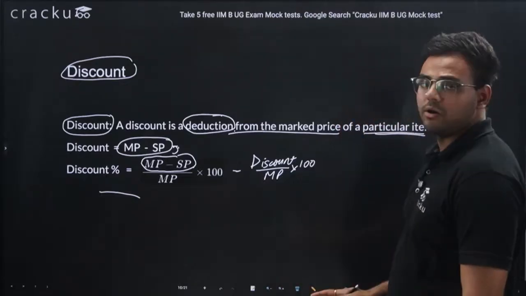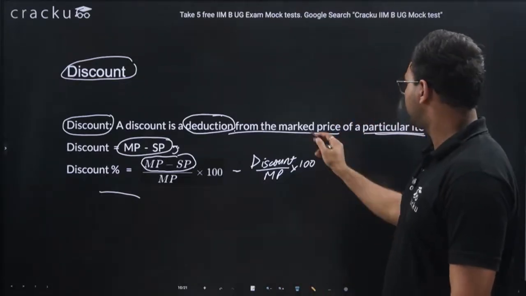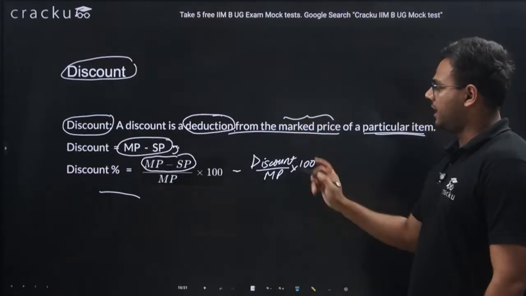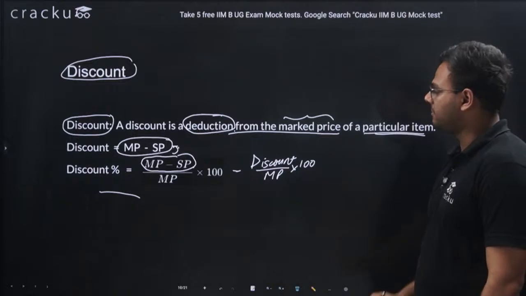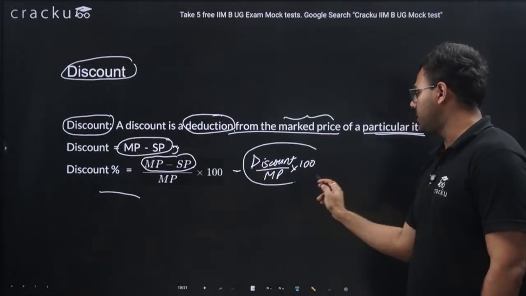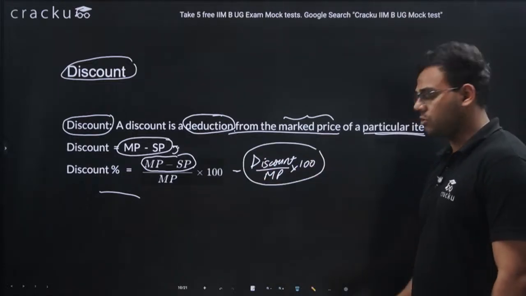So this is about discount. Discount is a reduction or a deduction from the mark price of an item. It is given by the formula discount is equal to MP minus SP, which is mark price minus selling price, and discount percentage is given by the formula discount divided by mark price into 100.